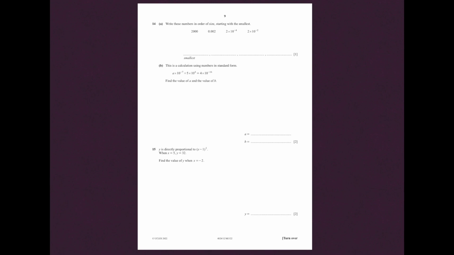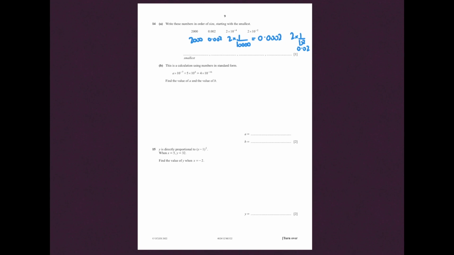Okay. So first of all, you need to remove all the numbers from standard form. First 2000, then 0.002. 2 into 10 power minus 4, what is that? 1 upon 10 power 4. That makes 2 upon 10,000. That's equal to 0.0002. And 2 into 10 power minus 2, what is that? 2 into 1 upon 10 square. That makes 0.02.